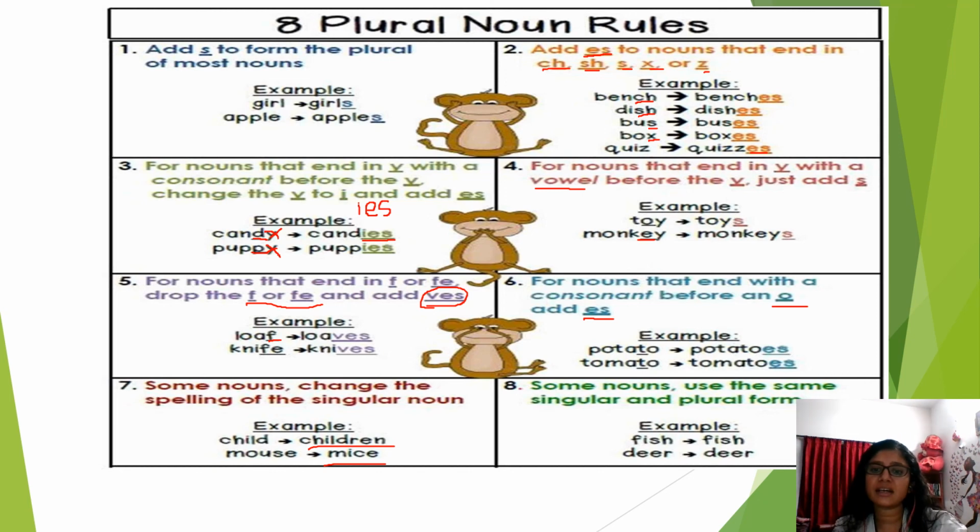And the last rule is that you don't have to add anything to certain words. If you keep it as it is, it is understood that it is a plural when you use it in a sentence. So fish, fish, deer, deer, sheep, sheep. That's enough. I hope you have understood this part.